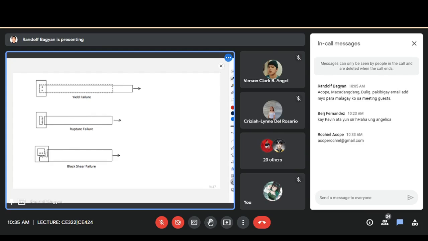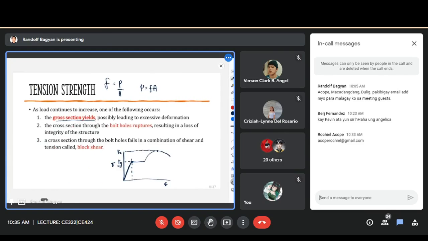Okay, so this is rupture failure. It results in a loss of integrity of the structure. Of course, mag-fail na siya, no? Kapag naputol, will not serve its purpose anymore. Number 3 is what we call a block shear.